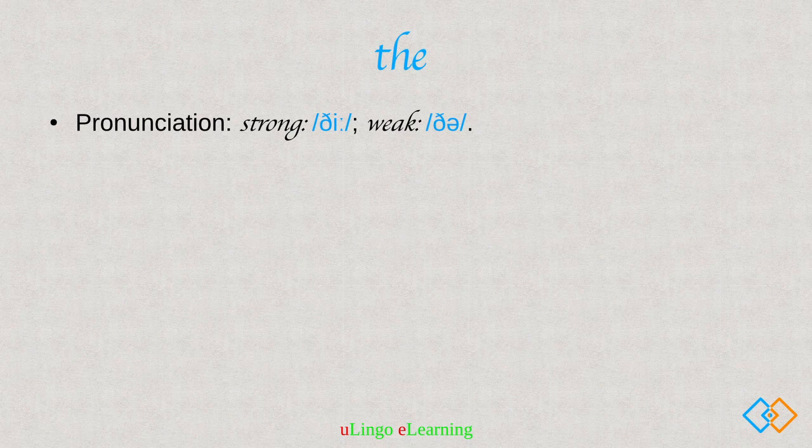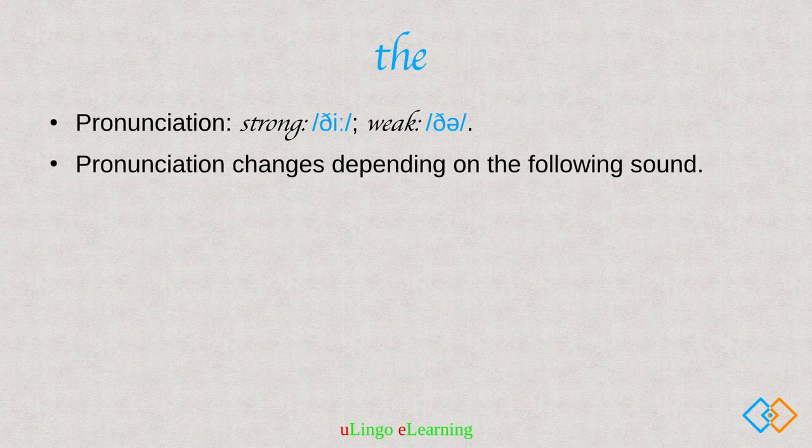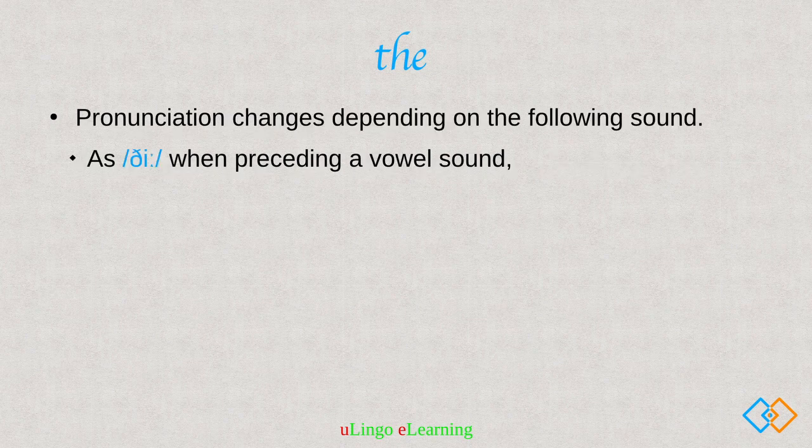Let's have a look at the pronunciation of the. Just the same way as a and an, the also has strong and weak forms. The strong form of the is the, and the weak form is the. The pronunciation of the changes depending on the sound that goes after it. Specifically, it is pronounced as the when it goes before a vowel sound.